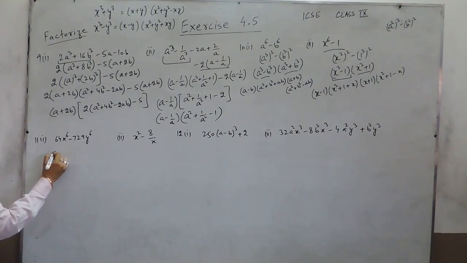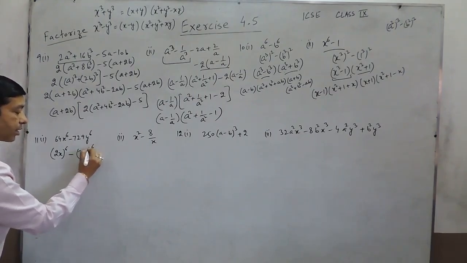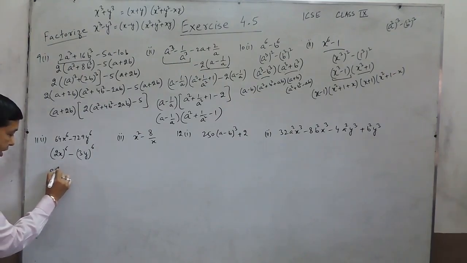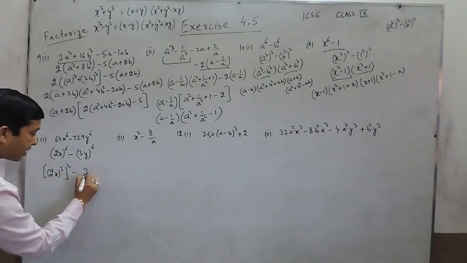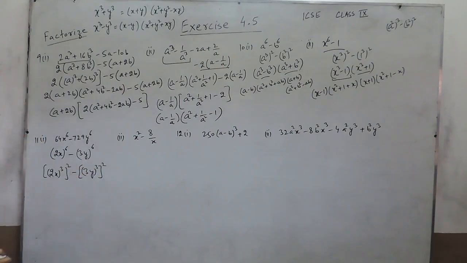Here also, I can put it as (2x)^6 minus (3y)^6. As we have solved a to the power 6 minus b to the power 6, this can be treated as a and this can be treated as b. So we can write it as (2x^3)^2 minus (3y^3)^2.